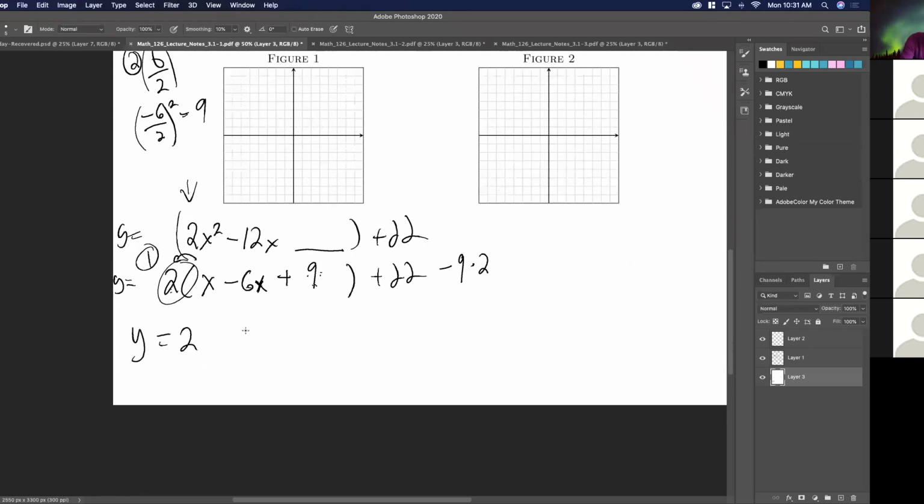Y equals 2, and technically, if you did this correctly, you should get x minus half of b, right? So x minus 3, and then also x minus 3. That's what it means to complete the square, because here this is just x minus 3 squared. And then if I have 22 minus 18, that is plus 4.